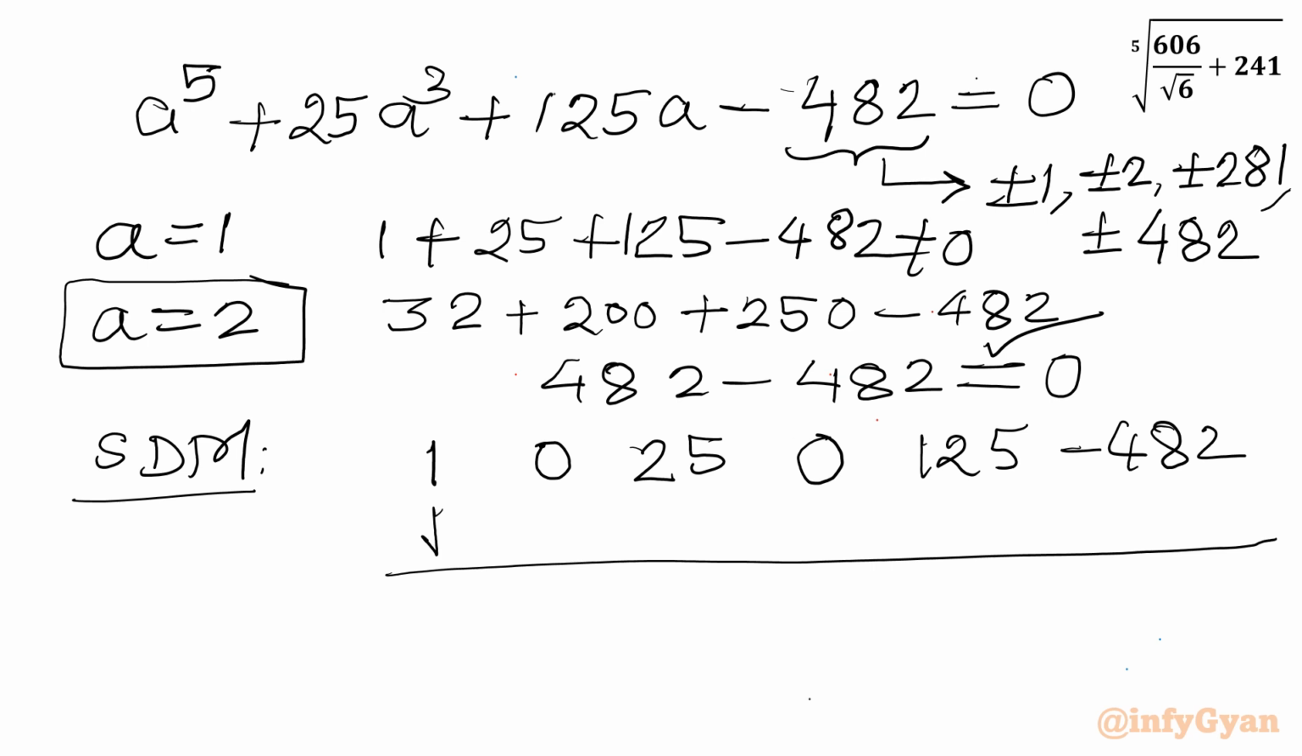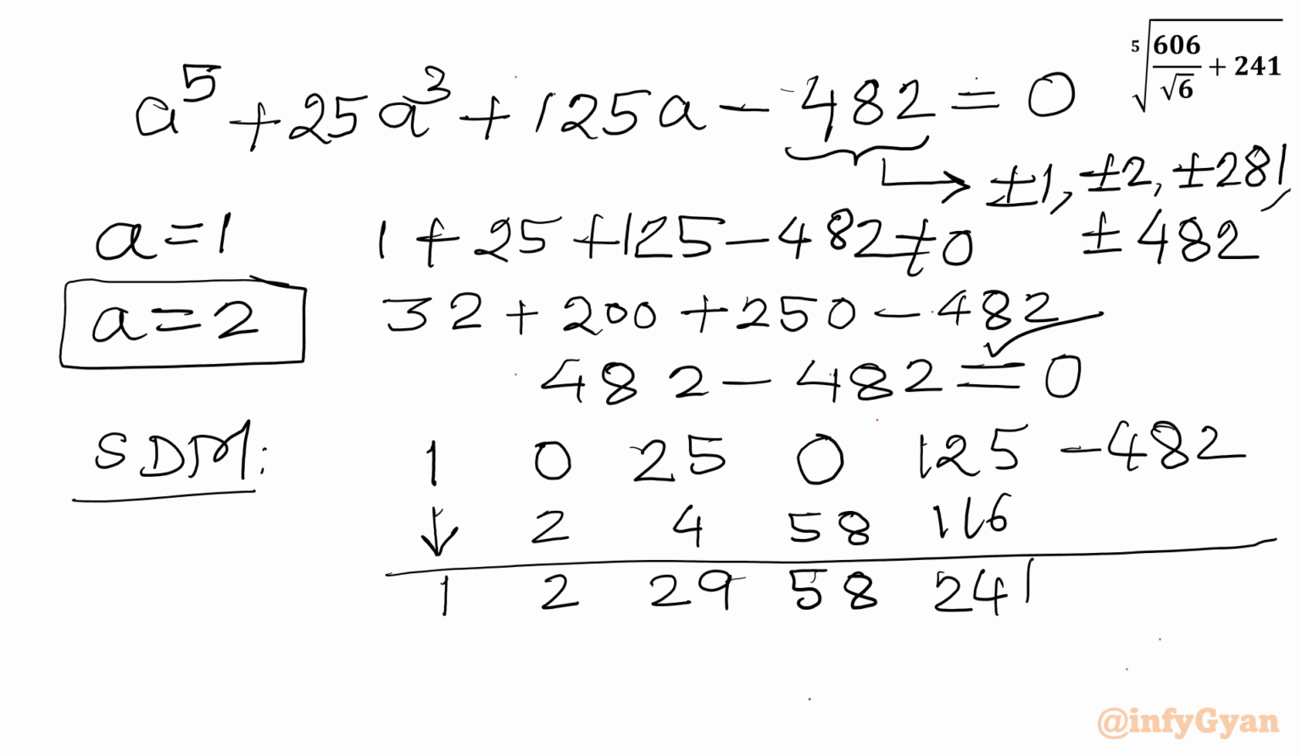Now the leading coefficient 1 as it is. 2 times 1, 2. So 2. 2 times 2, 4, plus 25 is 29. 2 times 29, 58. 2 times 58 will be equal to 116. Addition of 125 and 116, 241. 2 times 241, 482. This addition will be 0.